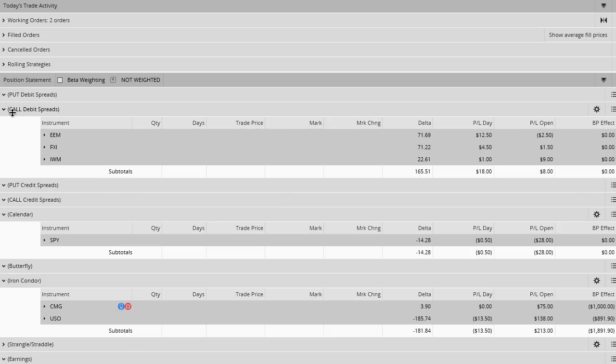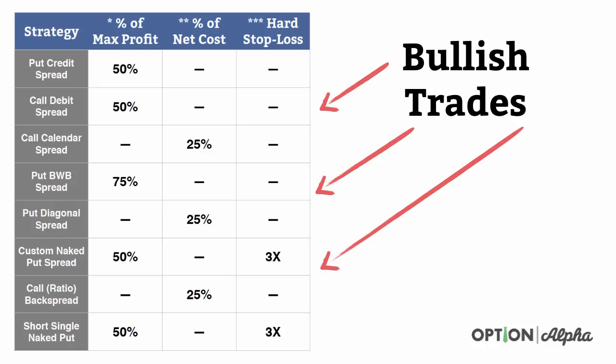So let's actually start here with some call debit spreads that we have. These are directionally bullish trades, where we were being net buyers of options, trying to play a couple of these ETFs a little bit higher. So if we go back to our slides here, you can see that if we're doing a call debit spread, which is a bullish trade, we want to take these trades off at 50% of max potential profit.